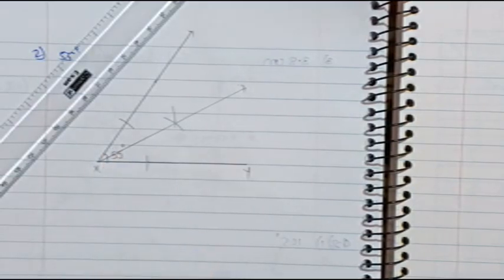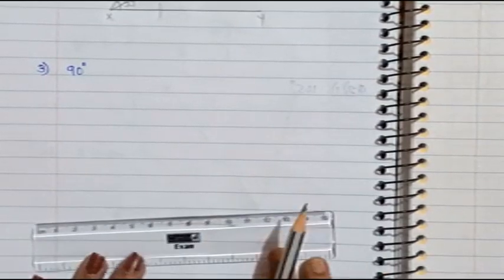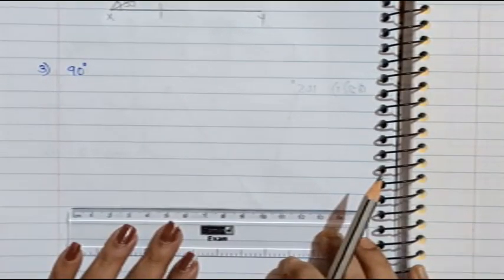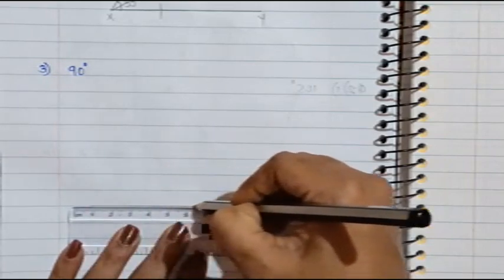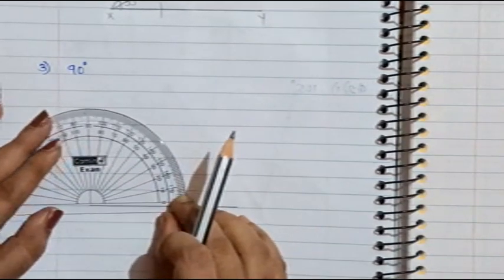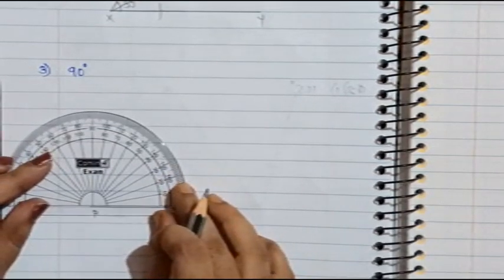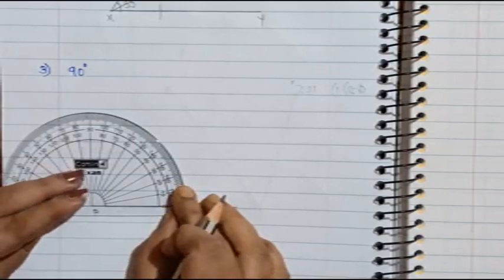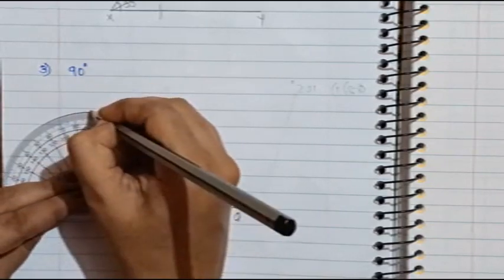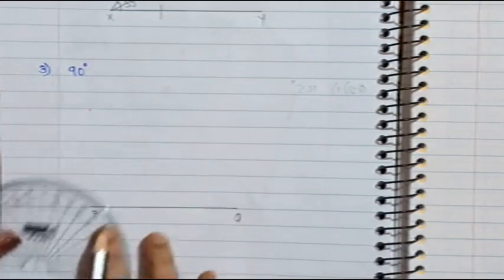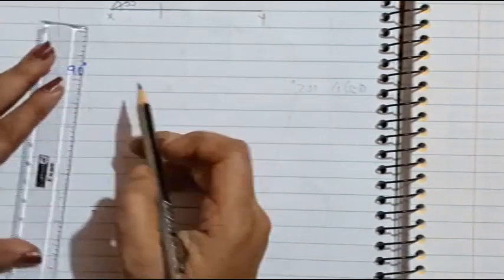Is that clear, everybody? Now students, your third one is 90 degrees. So for 90 degrees, first we will draw a line. Then again you will take the protractor, and you will place it at the starting point, suppose P and Q. So on P you will place the center and then you will take 90 degrees. 90 degrees is exactly a right angle. Okay, I have made the point and then I'll just join it.